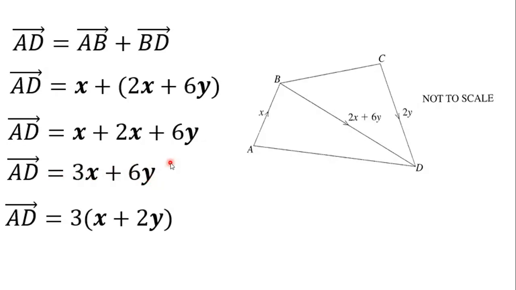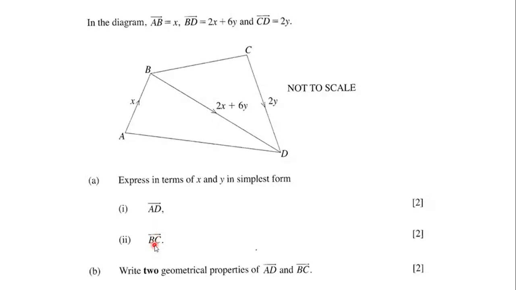We can stop here. But you can also factor out the 3. We factor out 3 because 3 is in here and 3 is also here. Notice that 3 times X is 3X, and 3 times 2Y is indeed 6Y. So these two are saying the exact same thing. They're just expressed in different ways. Okay, so now that we know AD is 3 times X plus 2Y, let us determine what BC is.